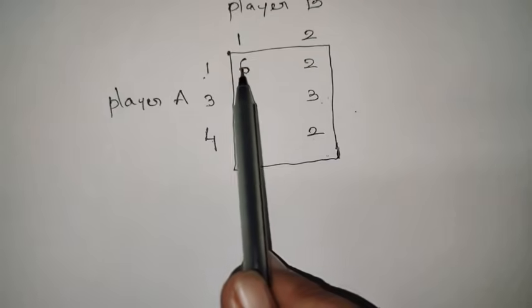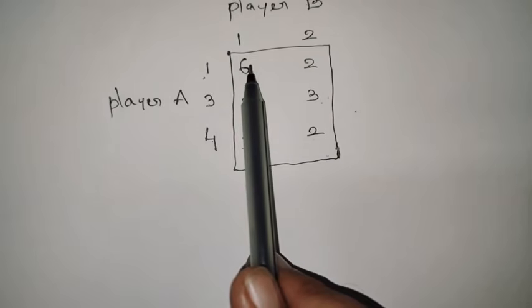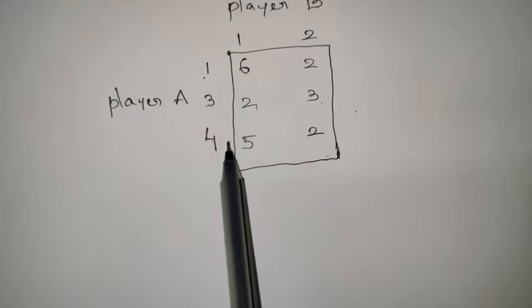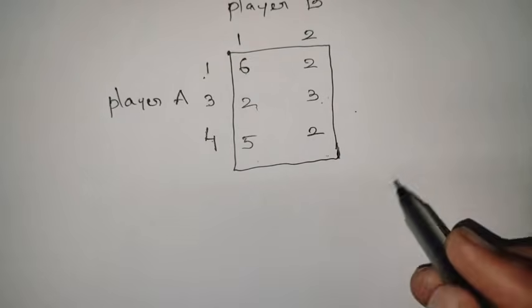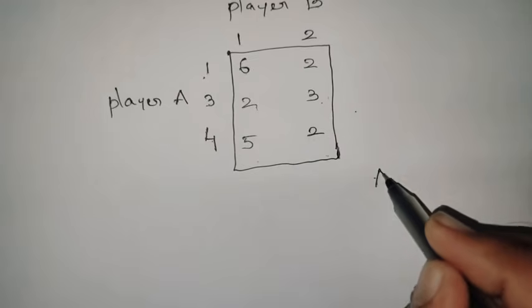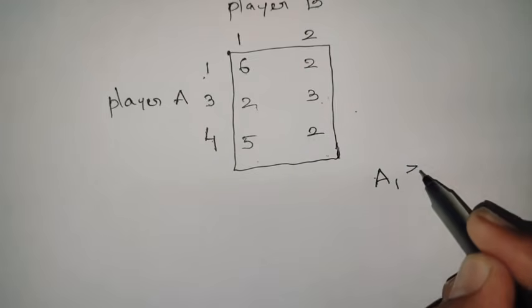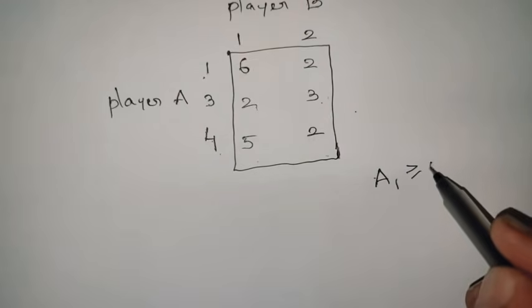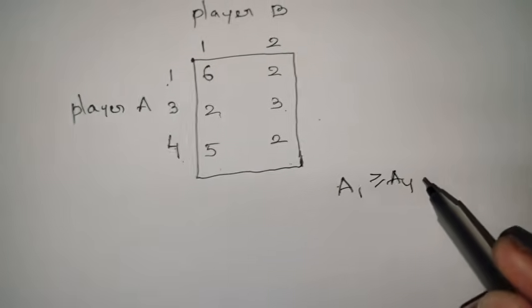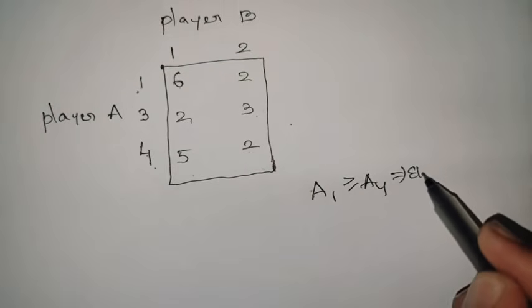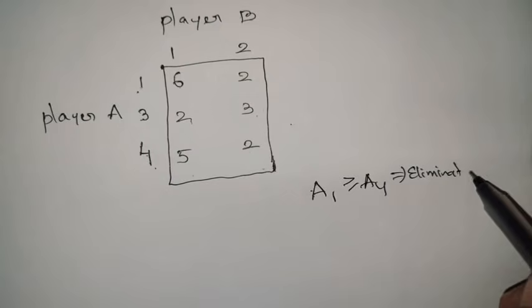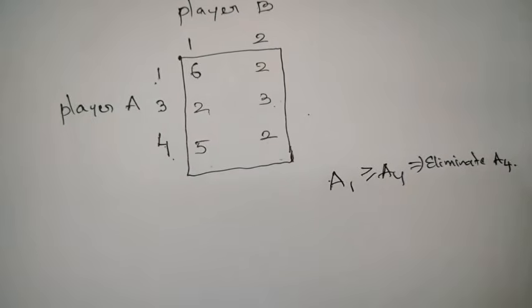So first row values are higher. That's why the lower row values should be eliminated. So what can we write? A1 is greater than or equal to A4. So then eliminate A4. So now write the reduced payoff matrix.